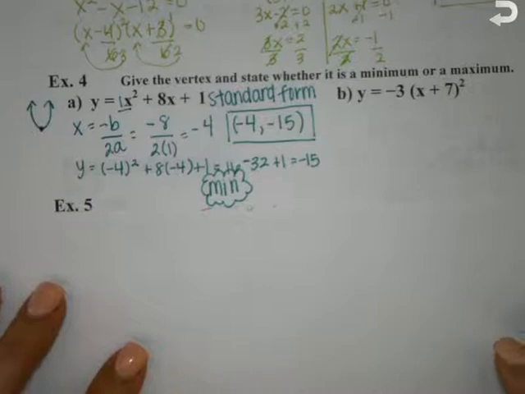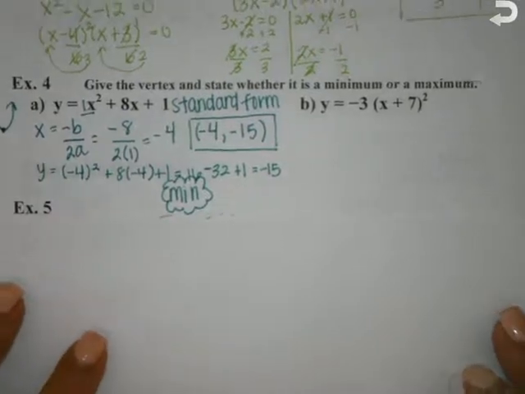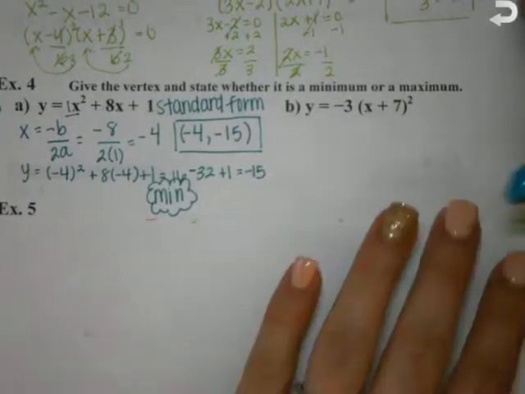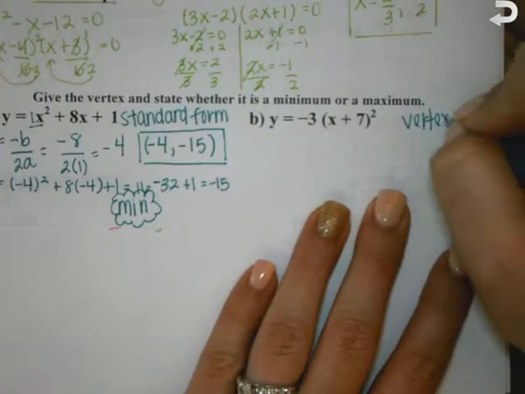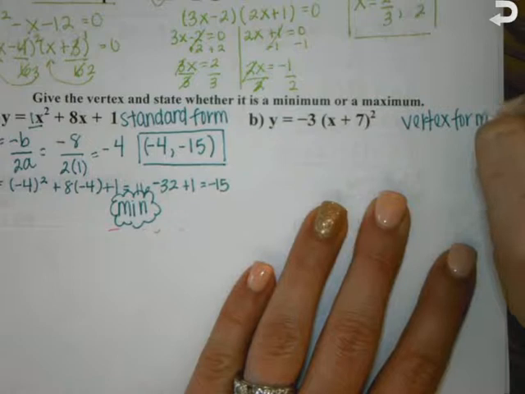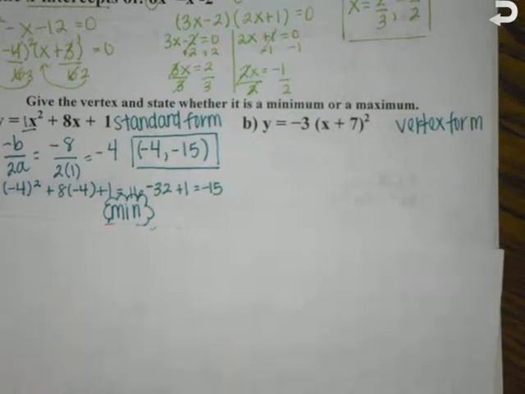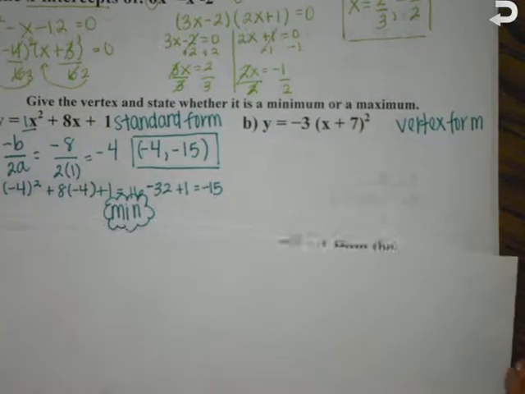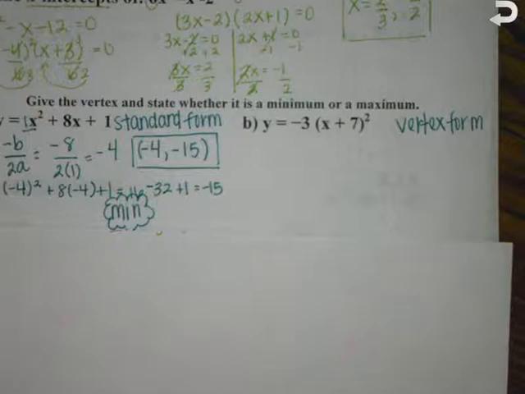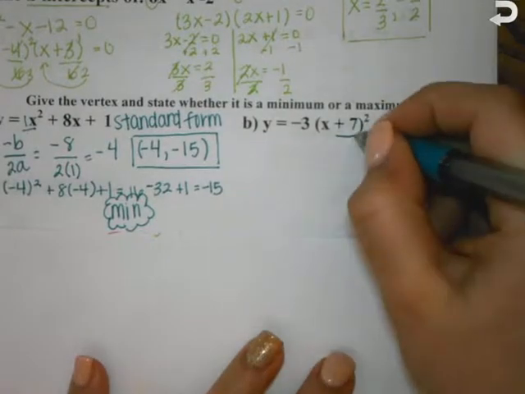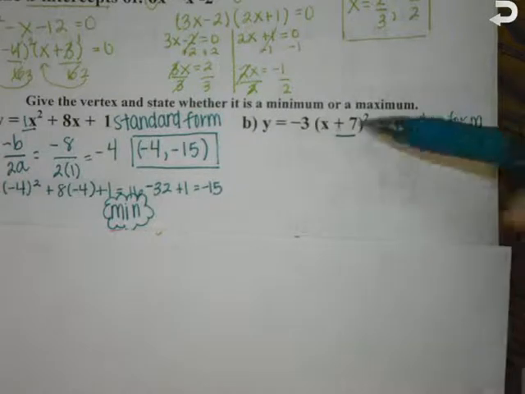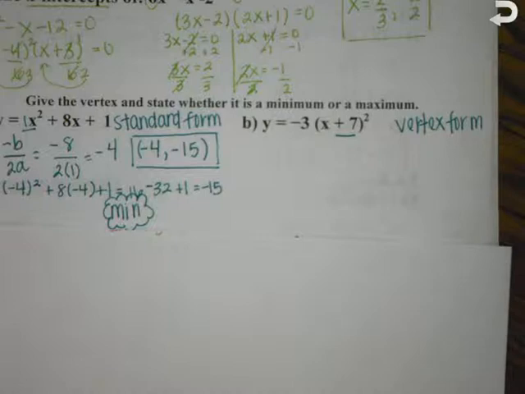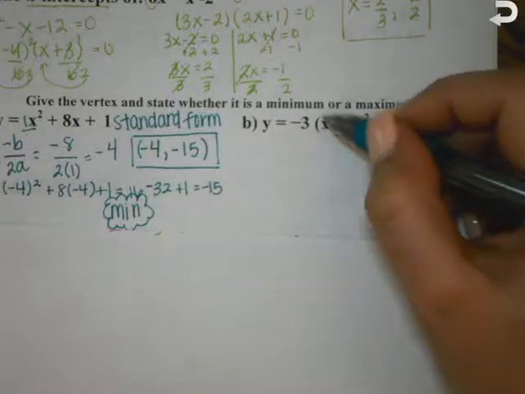So if part A was in standard form, what do you think part B is in? Vertex form. So label it vertex form. And the thing we liked about vertex form is everything was already laid out for us. Remember, vertex form, your x-coordinate is attached to the x, but you have to take the what? Does anybody remember? This says x plus 7, so what would my x-coordinate actually be, though? -7. So if it's in parentheses, you have to take the opposite.